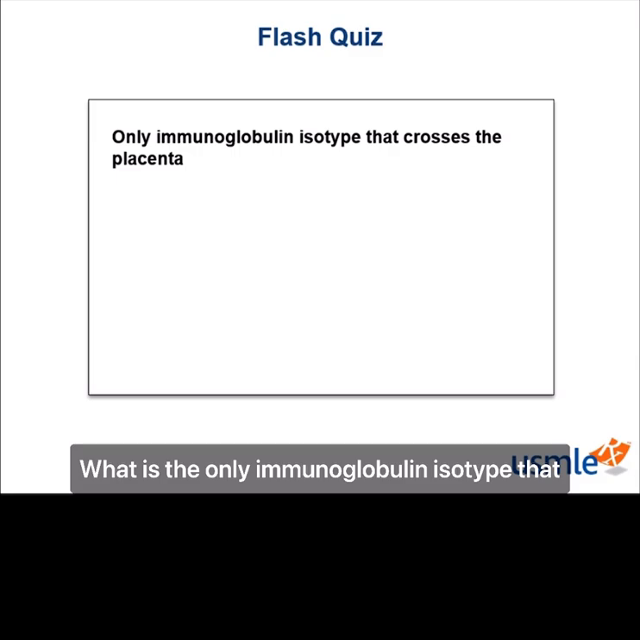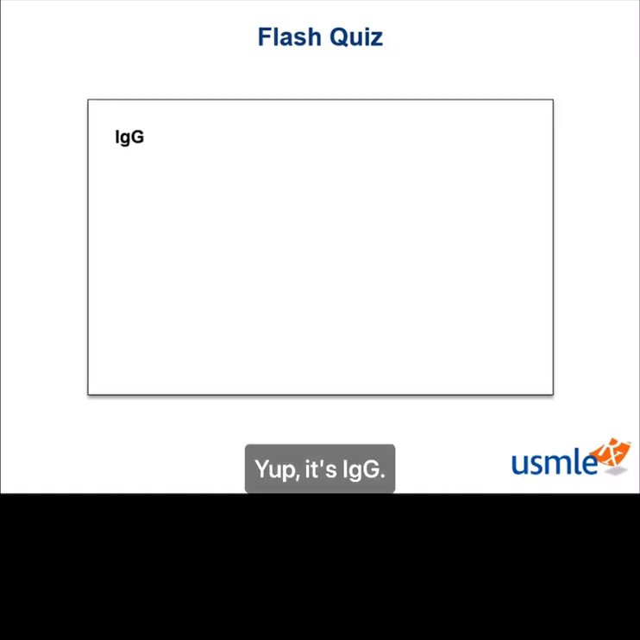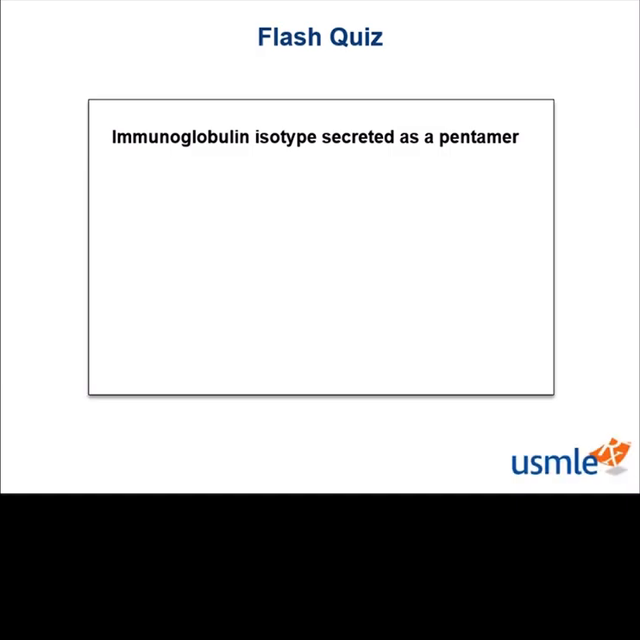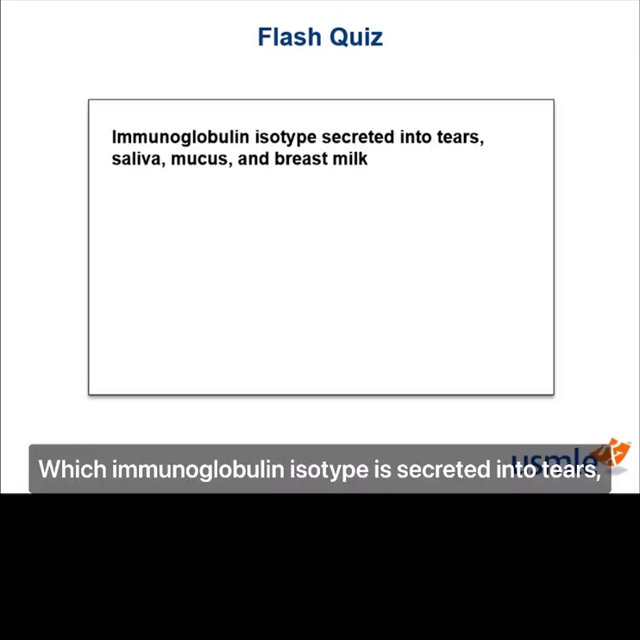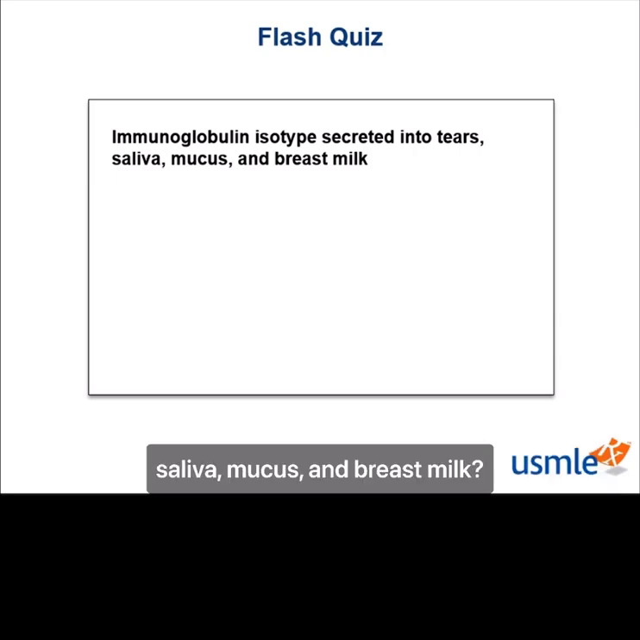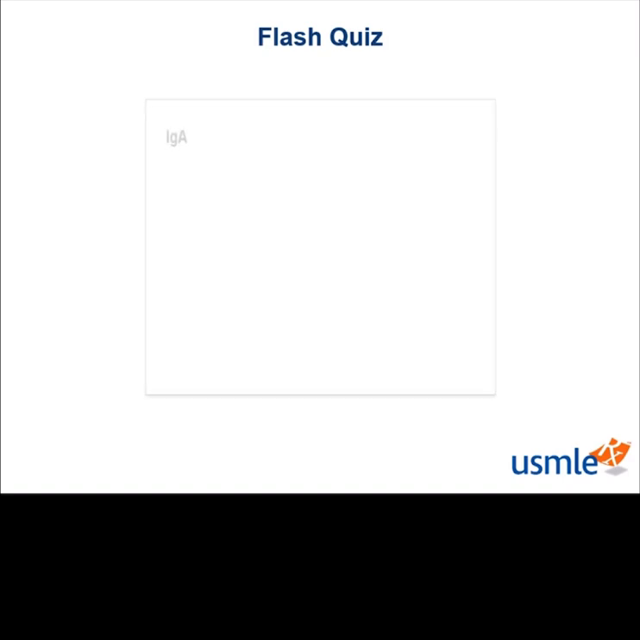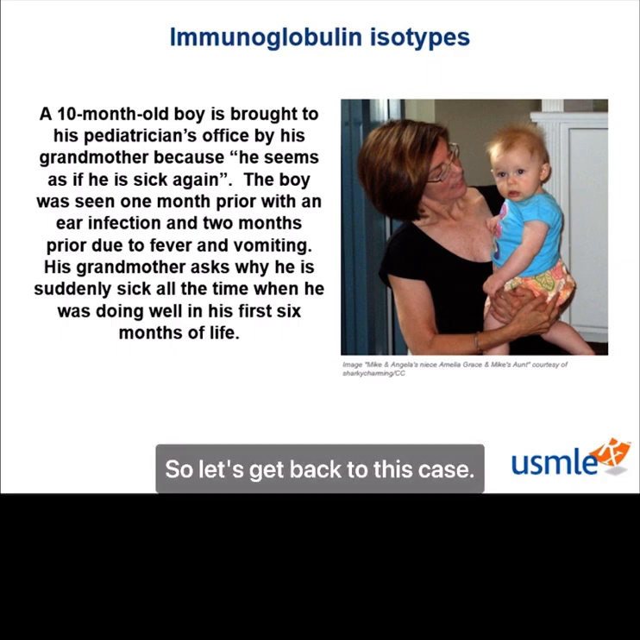What is the only immunoglobulin isotype that crosses the placenta? Yep, it's IgG. Which immunoglobulin isotype is secreted as a pentamer? Yep, it's IgM. Which immunoglobulin isotype is secreted into tears, saliva, mucus, and breast milk? Yep, it's IgA. So let's get back to this case.